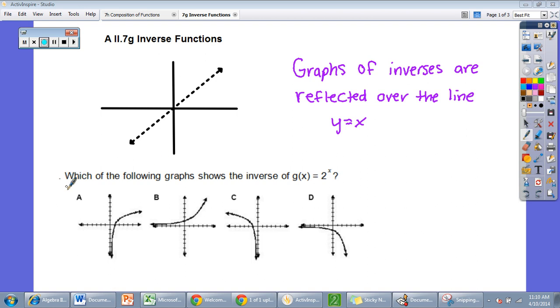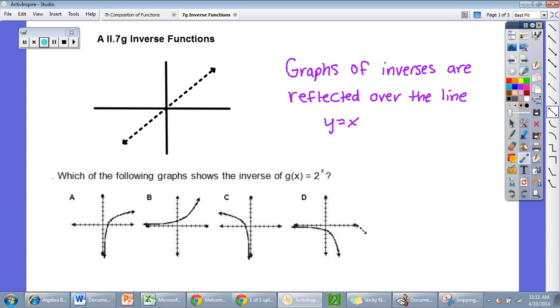So the example question we're going to do down here: which of the following graphs shows the inverse of g of x equals 2 to the x? This is one of our parent functions that we should know. It's the exponential graph. So we want to find out which of these is the inverse. I'm going to look at these and say, okay, where is the line y equals x on each of these? So I'll draw those in so I can picture what's going on here.